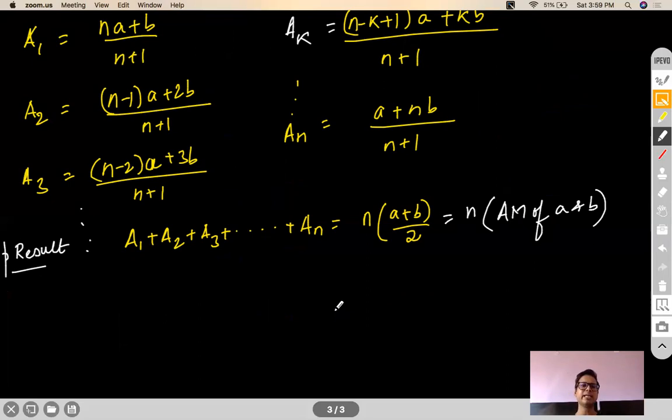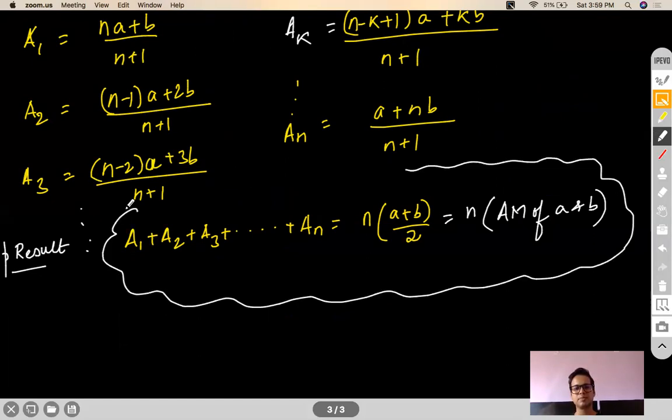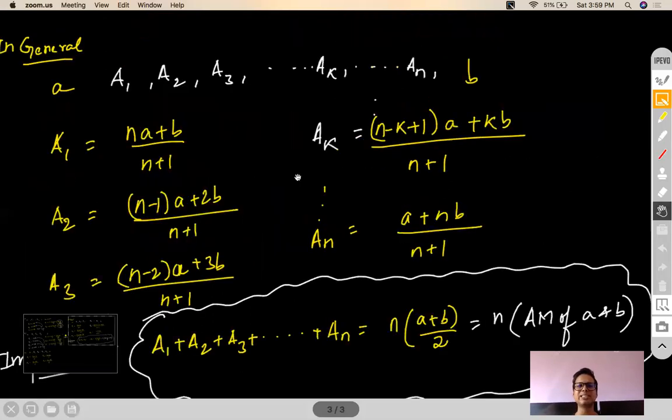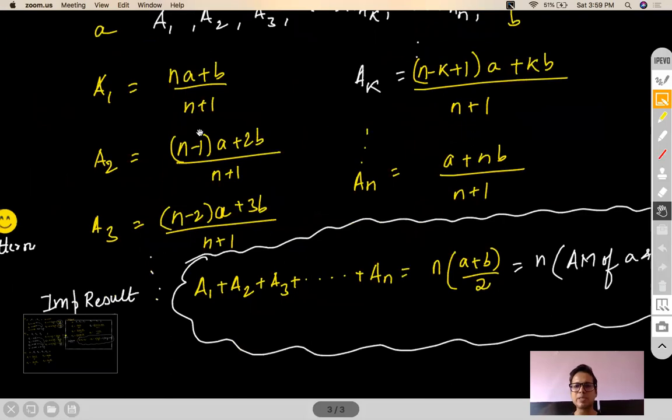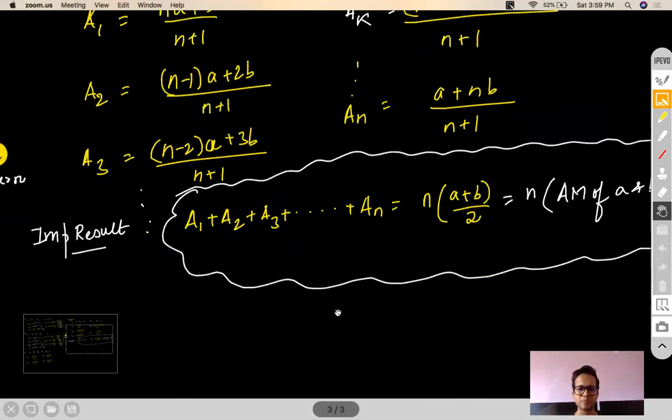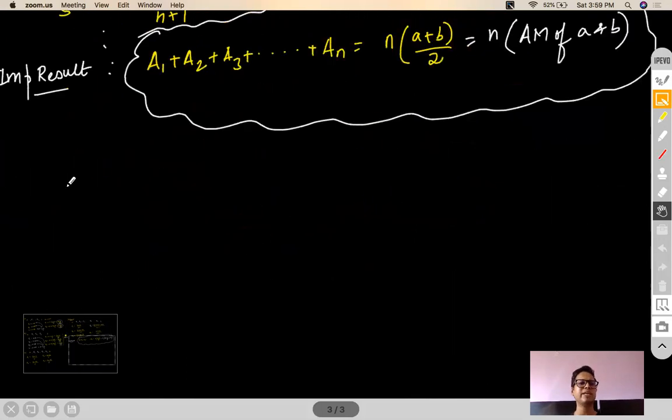Very important result. It is asked in many competitive exams. If you're wondering how, then start adding these terms. You will realize that if you take n plus 1 out common, the coefficients of A will be 1 plus 2 plus 3 all the way till n. Similarly, coefficients of B will also be 1 plus 2 plus 3 till n. You can easily find that out, and the answer will become n times (A plus B) by 2. If you want, I can do it very, very quickly over here.